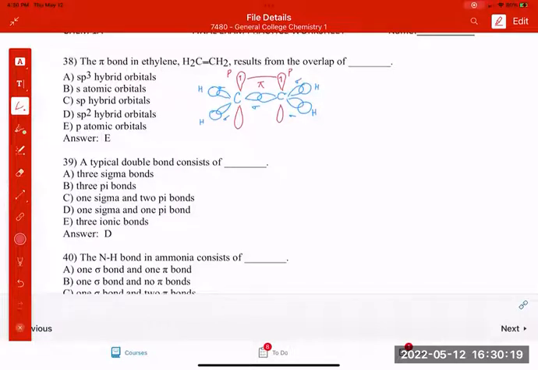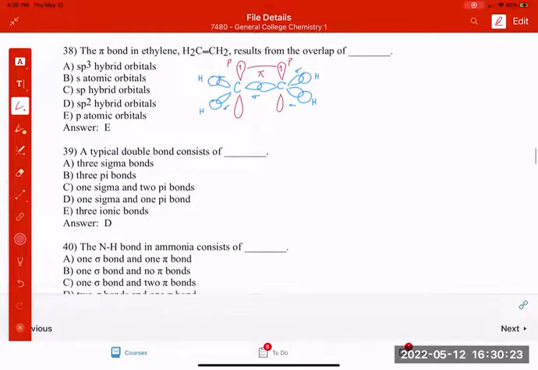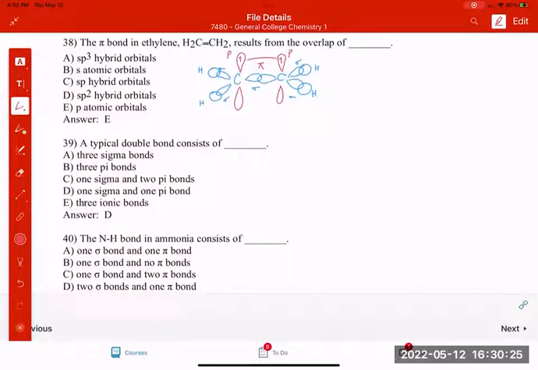Next is, what is a typical double bond? What does it consist of? A double bond always consists of 1 sigma and 1 pi, and a triple bond consists of what? 1 sigma and how many pi's? Yes, 2 pi's.